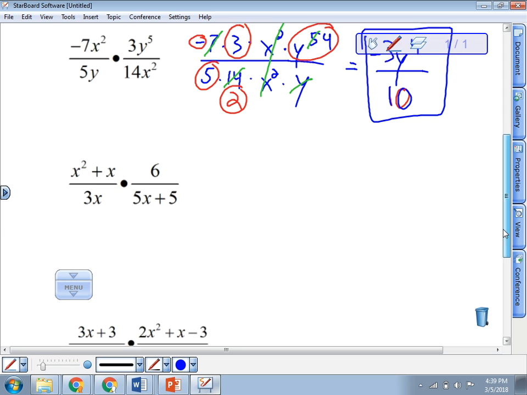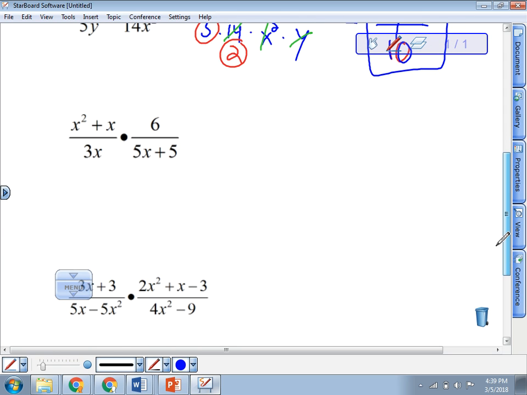Okay, now, with simplifying radical expressions, we always had to factor first. The same thing is true here. So I'm going to take this x squared plus x and factor out an x. I'll be left with x plus 1. On the bottom, I just have my 3x. Then it's going to be times.